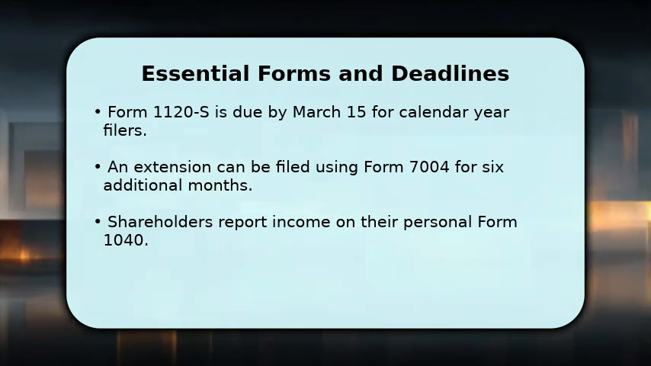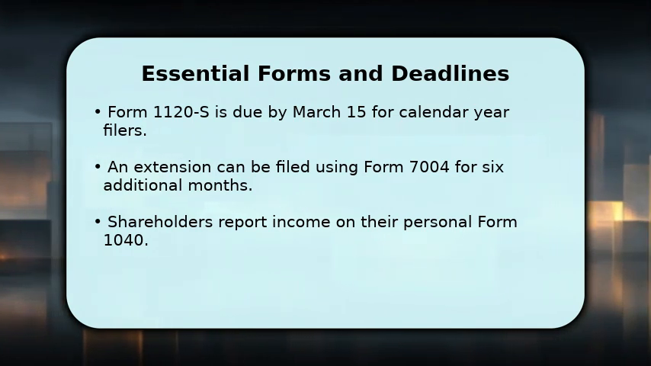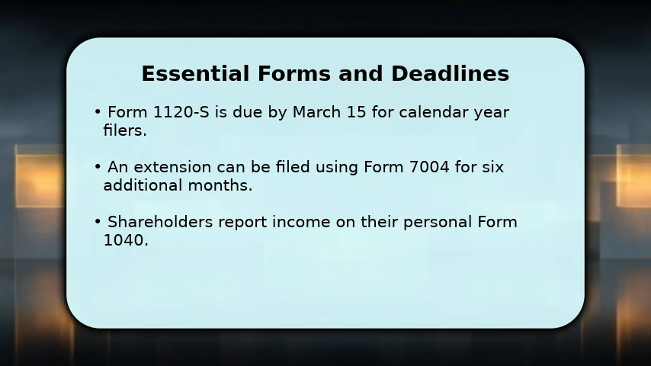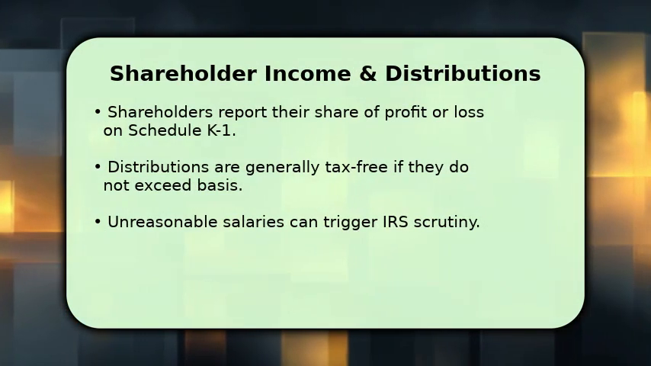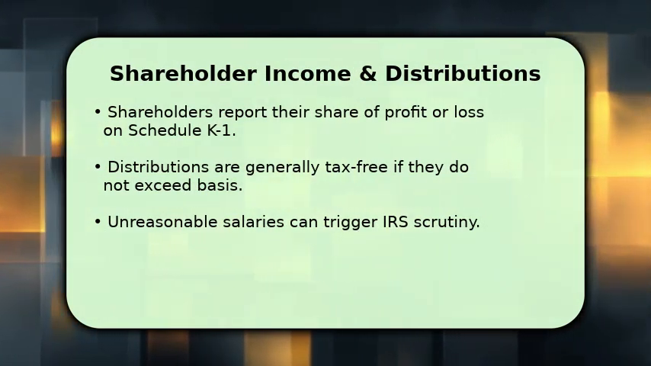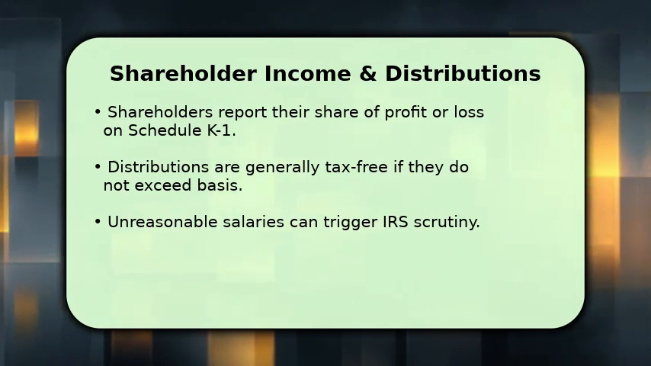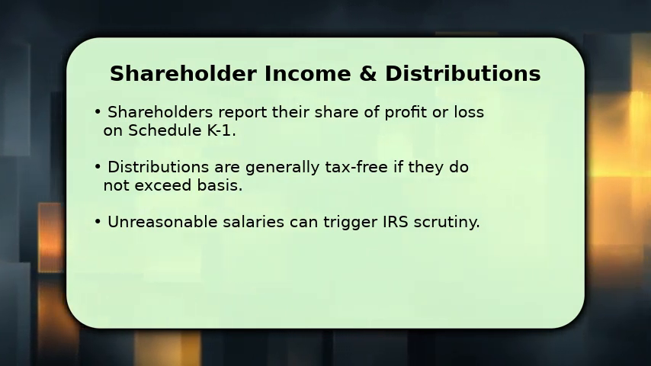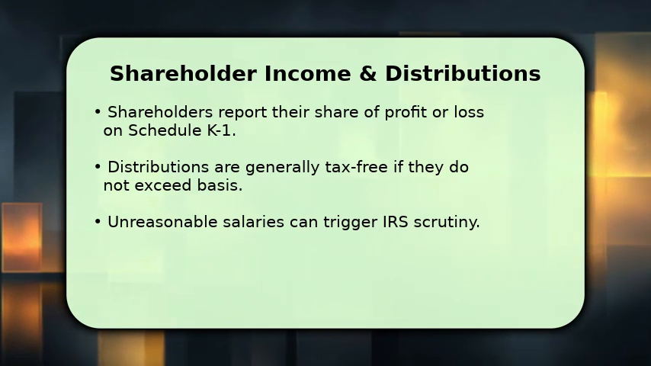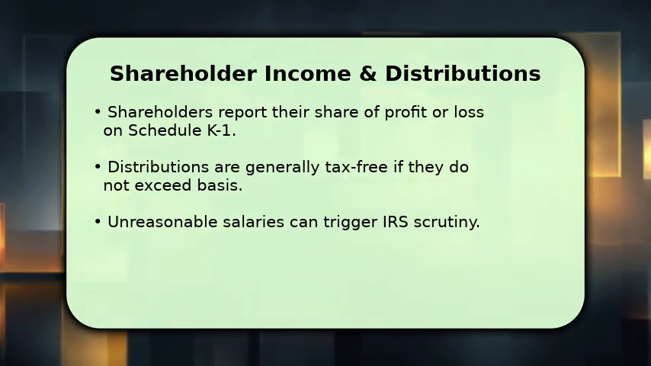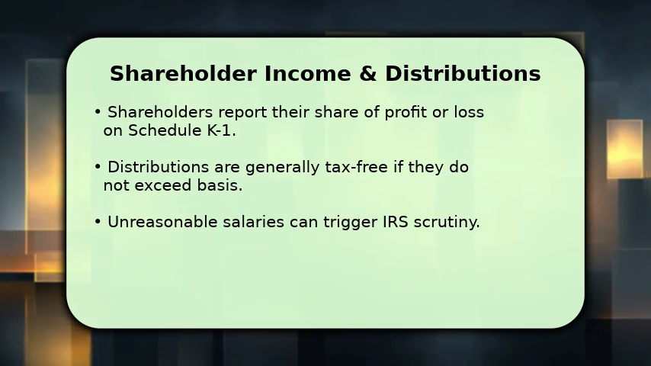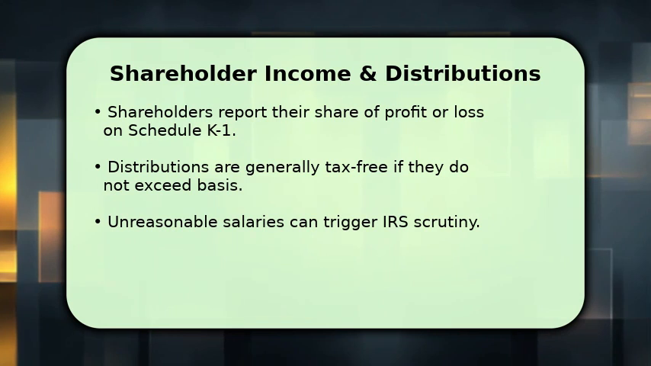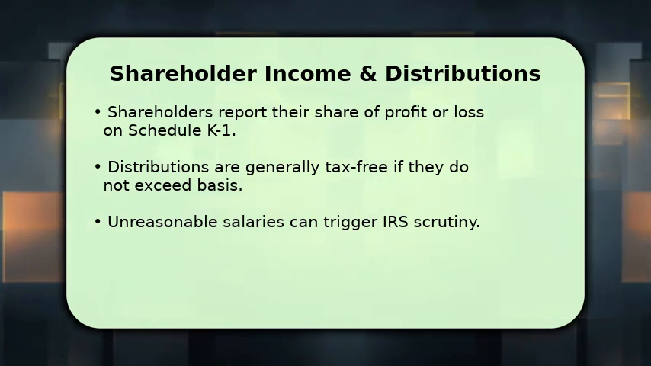Remember, shareholders use the information from their Schedule K-1 to report their share of income or loss on their personal Form 1040. As an S-Corp shareholder, your share of the company's profit or loss is reported on your personal tax return via Schedule K-1. Distributions you receive from the S-Corp are generally tax-free, provided they do not exceed your basis in the company. It's crucial to pay yourself a reasonable salary, as the IRS closely monitors this to prevent tax avoidance and ensure proper tax treatment.